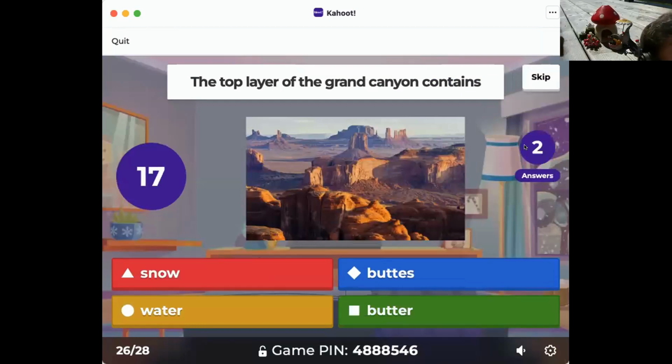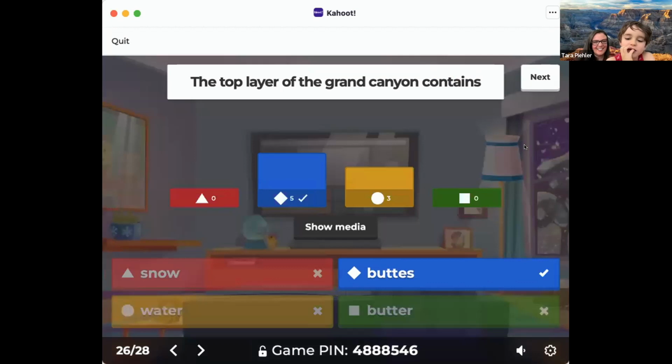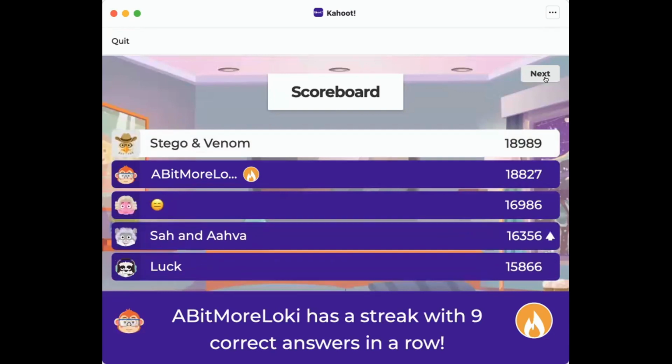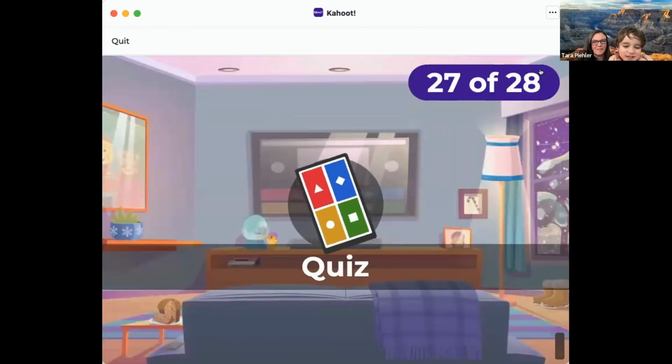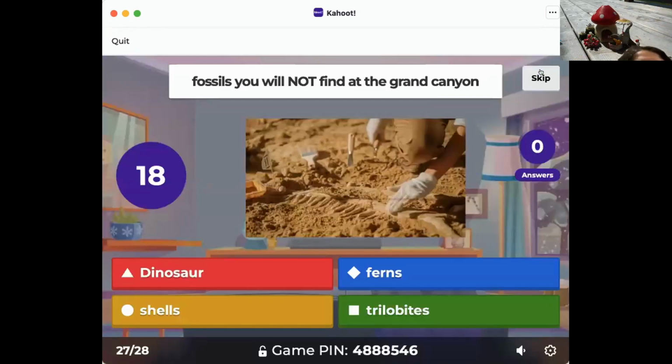Butter. Butter. Very slippery at the top. Is it pronounced made of butter? Utes or butts? Butts. That's the wrong one. I meant to click boots, but it said water. Who said water? How do you accidentally click water instead of Utes? I mean, they're not wrong. Oh, because our finger's on the way. We're not flying at the Grand Canyon.